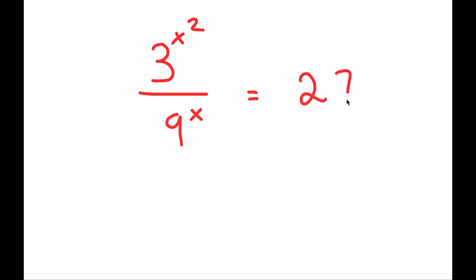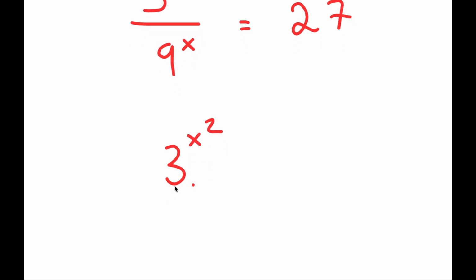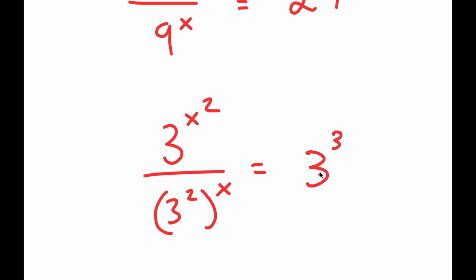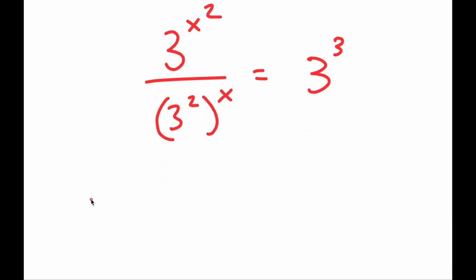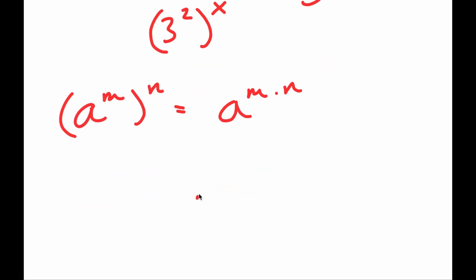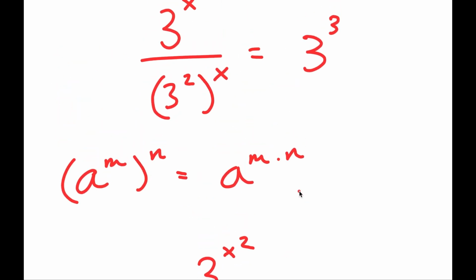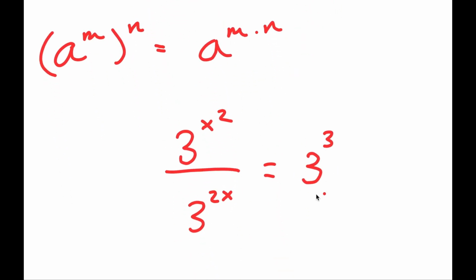Alright, so in this video, I'm going to solve the equation 3 to the power of x squared over 9 to the power of x is equal to 27. So to solve this, I'm going to first rewrite 9 as 3 squared and 27 as 3 to the power of 3. And now I can use the property a to the power of m to the power of n is equal to a to the power of m times n. So now I get 3 to the power of x squared over 3 to the power of 2x is equal to 3 to the power of 3.